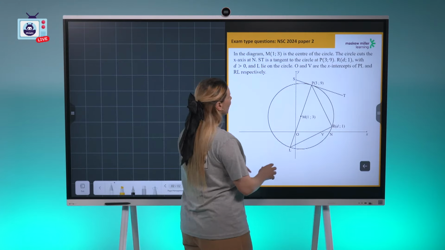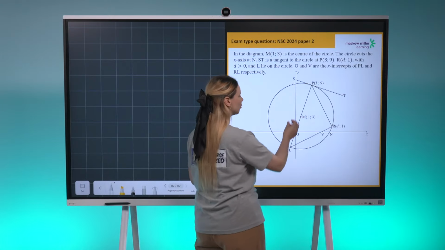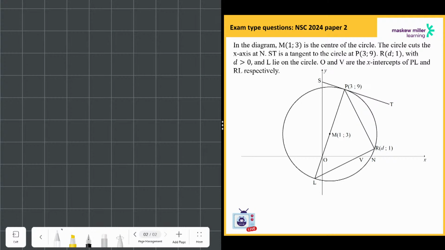So in the diagram, we have M, which is the center of the circle. They've given us the center, which is (1; 3). And then it tells us the circle cuts the x-axis at N, which is over there. It also says that ST is a tangent. So we have a tangent, ST over here. A tangent is a straight line that touches our circle at one point, and it's touching our circle at point P (3; 9). We have point R over here, which is (D; 1).